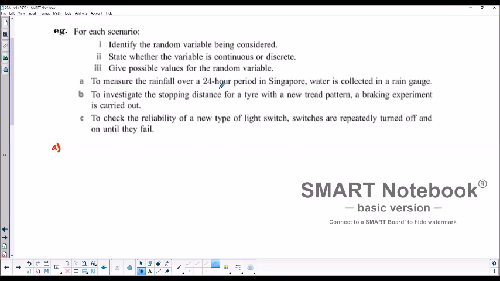So, to measure rainfall over a 24-hour period in Singapore, water is collected in a rain gauge. Okay, so what could be the random variable in this case? Rainfall is collected in a rain gauge, and I don't know the dimensions, the diameter, but generally it's a cylinder and it's graduated. So it's got markings up the side and you want to see how much rain has fallen. So typically the random variable would be the height of the water in the rain gauge.